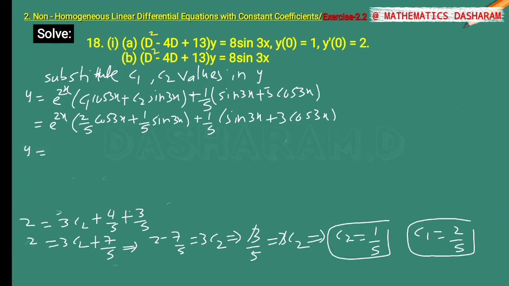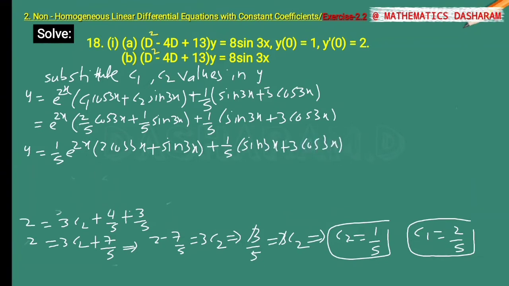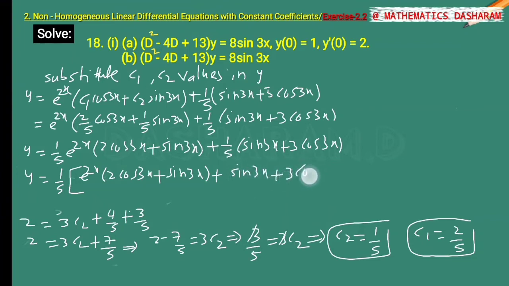So y equals to, here we can take the 1 by 5 common, e to the power of 2x into 2 cos 3x plus sin 3x plus 1 by 5 into sin 3x plus 3 cos 3x. So we can take 1 by 5 common overall, e to the power of 2x into 2 cos 3x plus sin 3x plus sin 3x plus 3 cos 3x is our required answer.